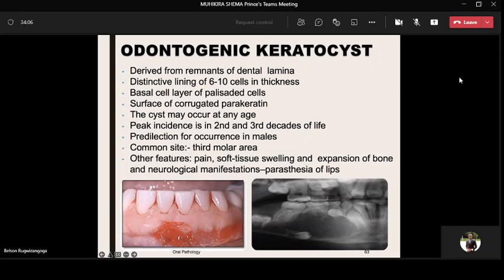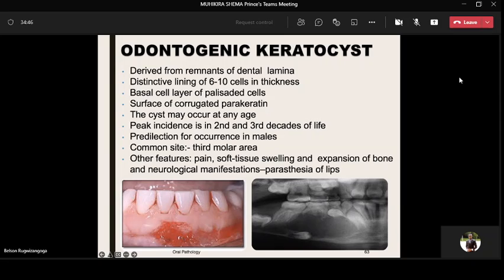Then think about odontogenic keratocyst. So other features are that it is painful. There will be swelling of the soft tissue around, the expansion of the bone, and the neurological manifestations such as paresthesia of the lips. So I think around the gums here there is a redness, maybe because of the inflammation. But on the X-ray you see that there is a cavity here, which is clearly seen.